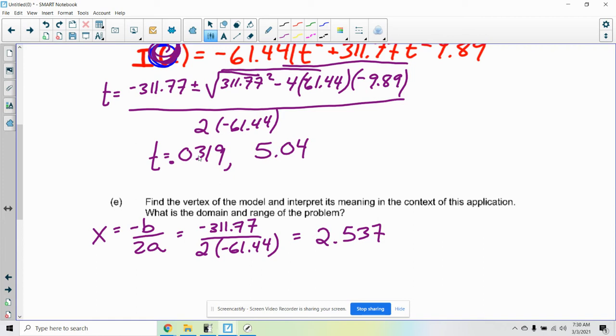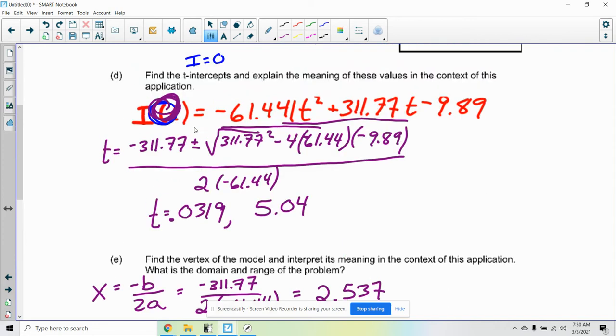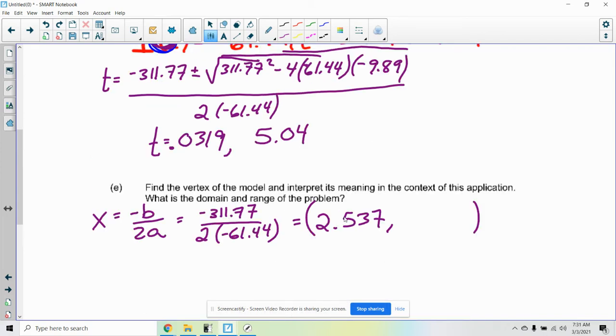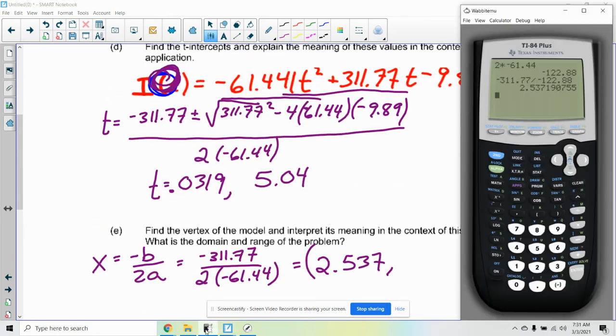Parabolas are symmetrical. So the vertex should be directly between the x-intercepts, or in this case, the t-intercepts. So now that's only half the answer. Now I need to figure out what's the y-coordinate. This is x equals this. Figure out what y is. Well, just take your x value and plug that back in for t. So we're going to just write out the whole equation, but replace x with that.